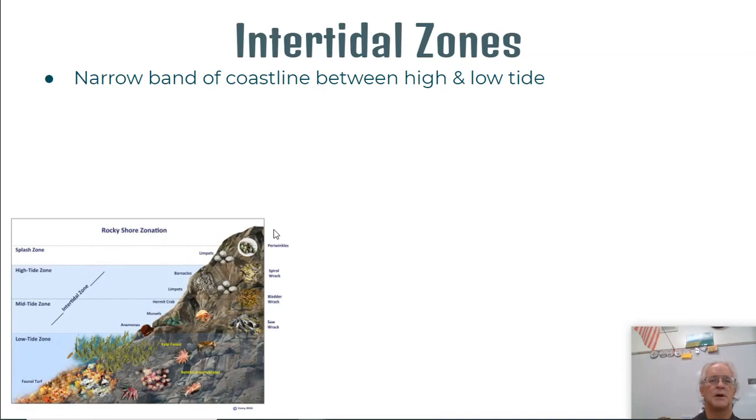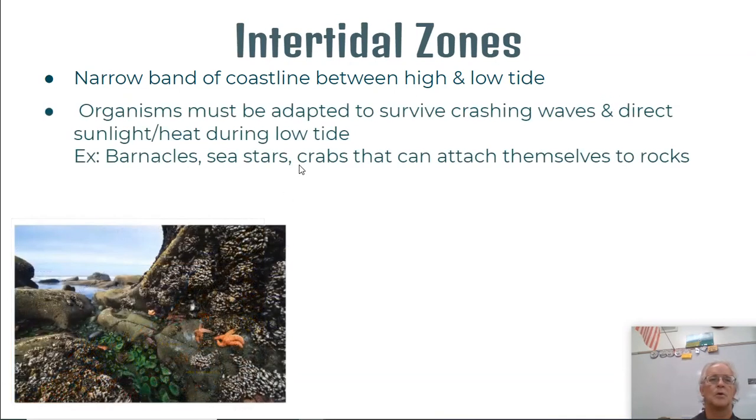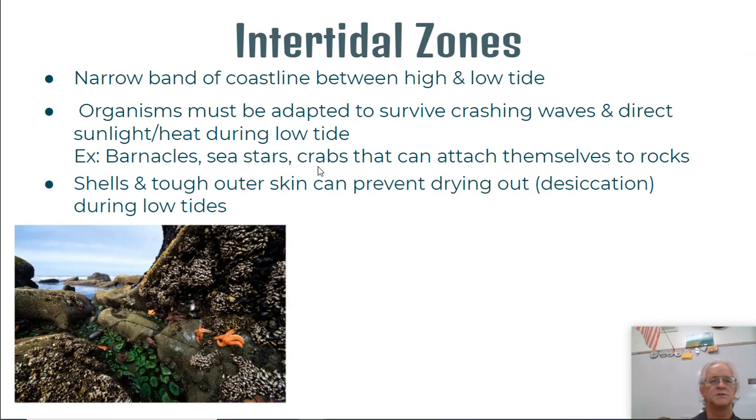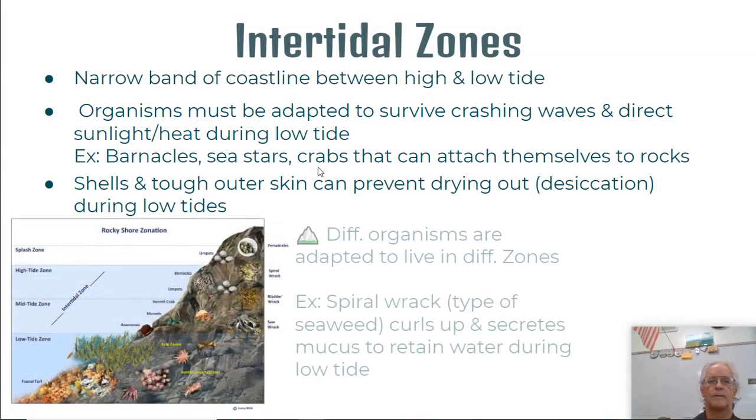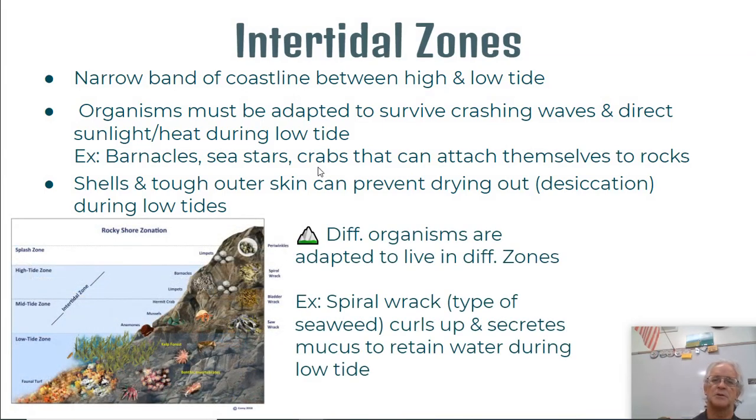Intertidal zones are a narrow strip of land along the coastline between high and low tide. Organisms must be adapted to survive crashing waves and direct sunlight and heat during low tide. For example, barnacles, sea stars, and crabs can attach themselves to the rocks. Shells and tough outer skin can prevent drying out, called desiccation, during low tides. Different organisms are adapted to live in different zones. For example, the spiral wrack, a type of seaweed, curls up and secretes mucus to retain water during low tide.